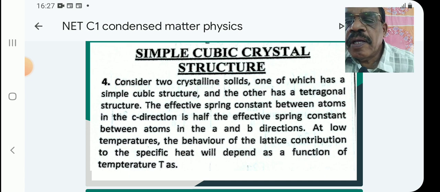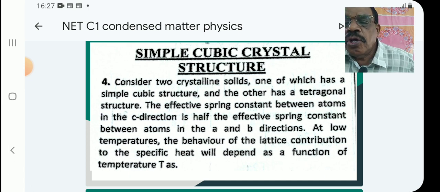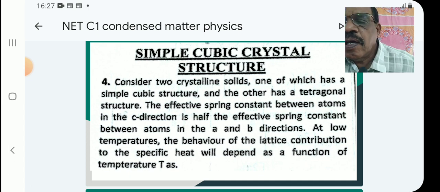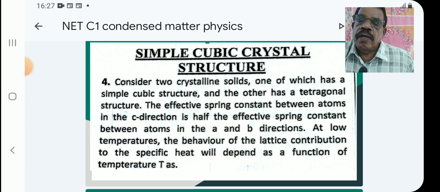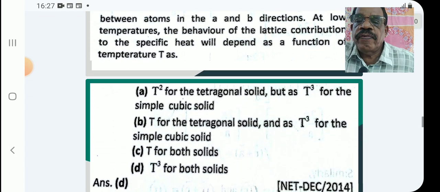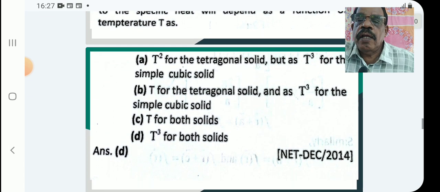At a low temperature, the lattice contribution to the specific heat depends on temperature in a particular way. Here you just remember the answer. No need of studying the solution. Only the answer is sufficient. You look here.